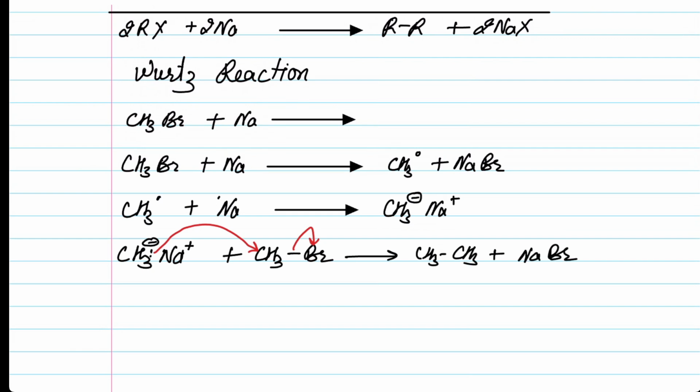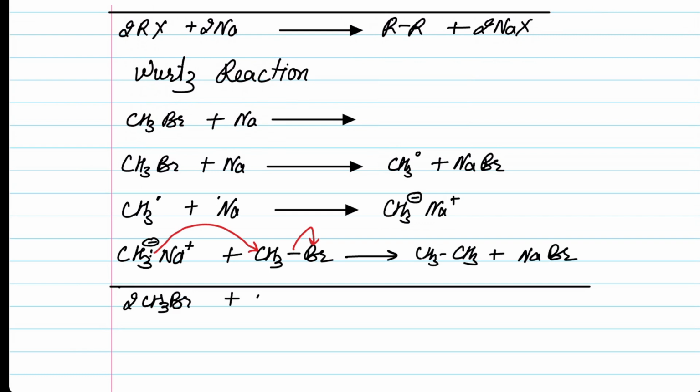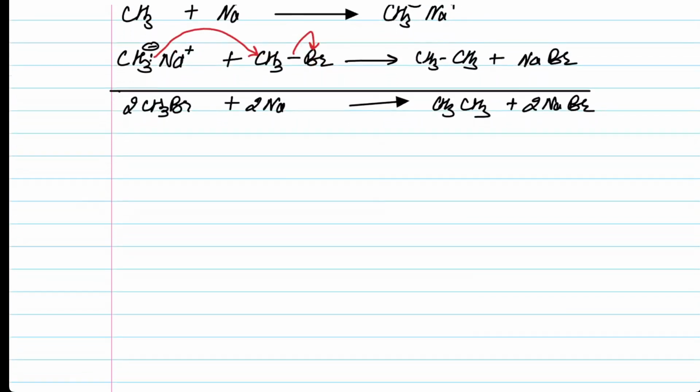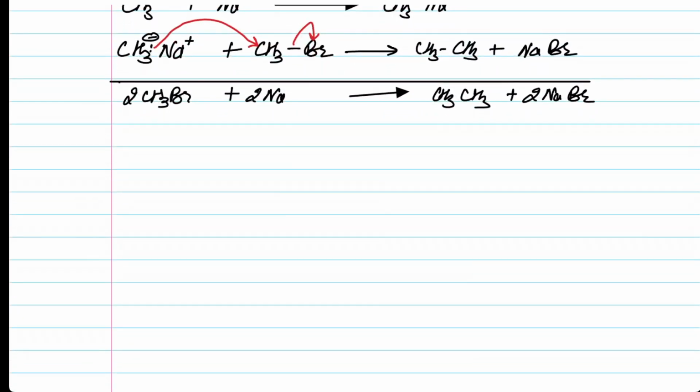NaBr. The overall reaction here can be written as twice of CH3Br reacts with twice of sodium to give CH3CH3 plus twice of NaBr. In the same manner, let's have the reaction with CH3CH2Br with Na.